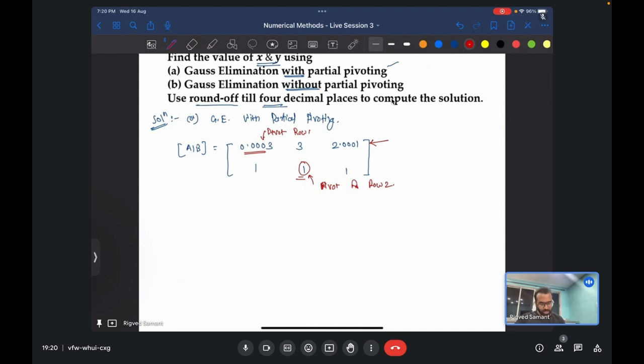At the first step, you are only concerned with this element, the pivot of the first row. In normal Gauss elimination, using this pivot, you made this 0, right? So how did you do that? R2 would be R2 minus 1 divided by 0.003 R1. So this will become 0.